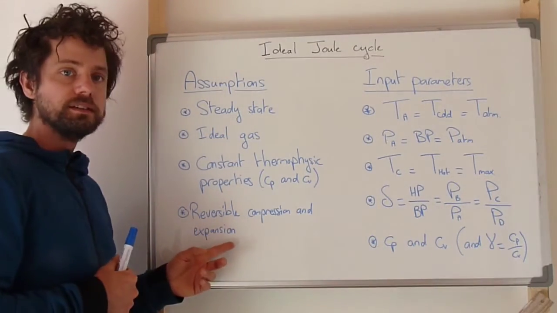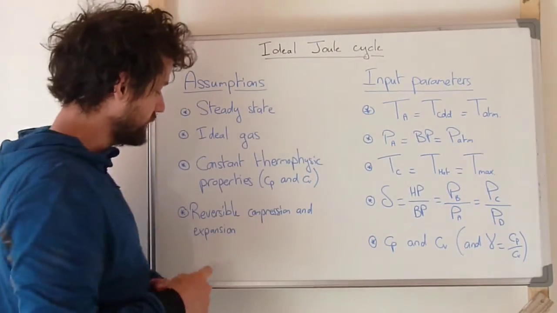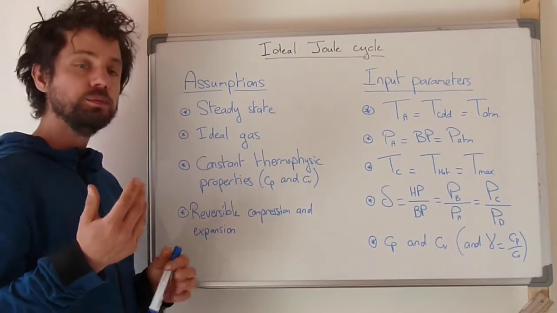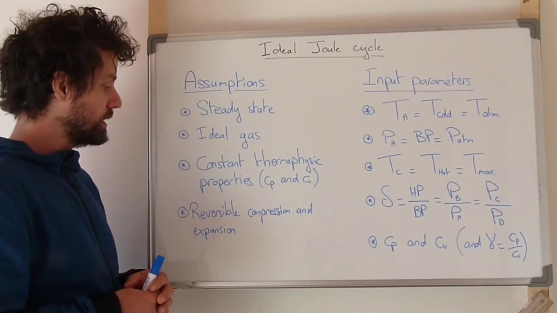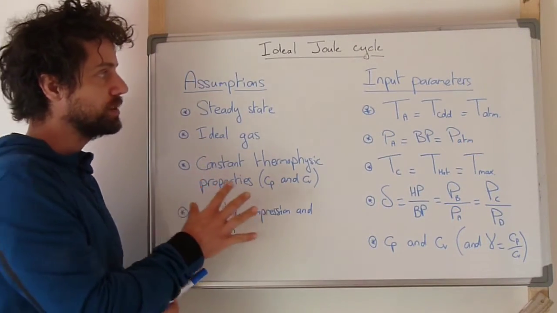And then the last assumption we'll make, here in the specific case of the ideal Joule cycle, is to consider the compression and the expansion to be reversible, so without entropy creation. So that's for the assumptions.